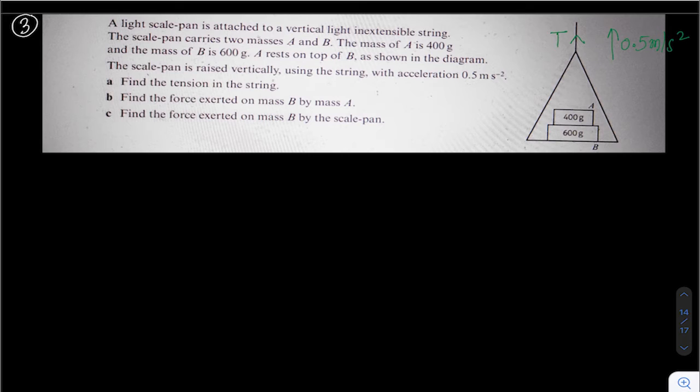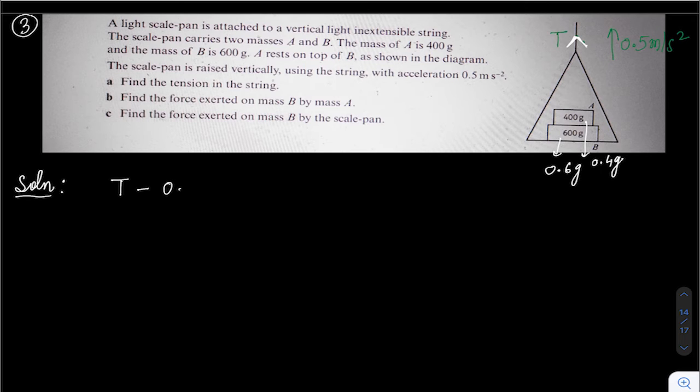Now first thing, as we discussed in the previous question, we can consider the whole system as one. So for the combined system, we can write the equation. What's happening? A tension is there upwards. So tension minus, this is 0.6 G, it is exerting downwards. This is 0.4 G, it is exerting downwards. These are the only forces in the vertical direction. There are no other forces. One is tension and the other is the weight of the two bodies.